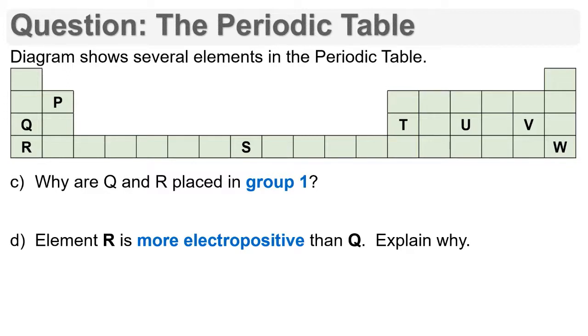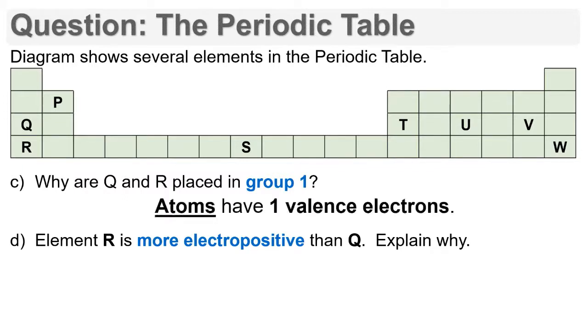C. Why are Q and R placed in group 1? Atoms Q and R are placed in the same group. The number of valence electrons determines the group of an element in the periodic table. As Q and R are placed in group 1, atoms have 1 valence electron.